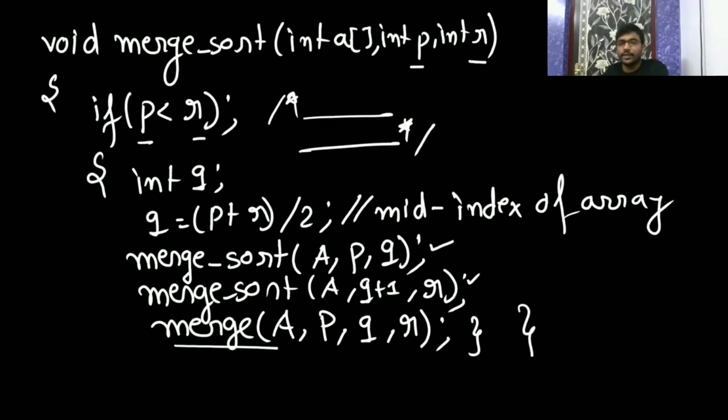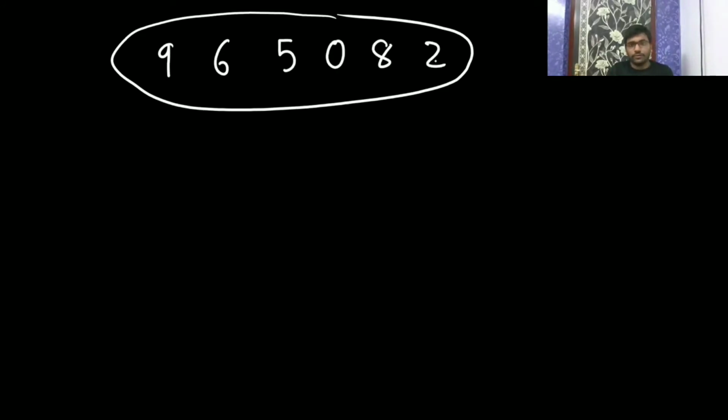Okay, see, let me take the array big here. If I will take it, then it will be more clear. I'm taking it big. So the array was having 9 6 5 0 8 2. So first you have divided into two in this half.